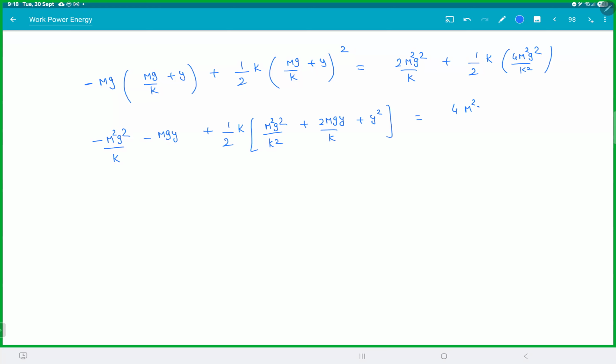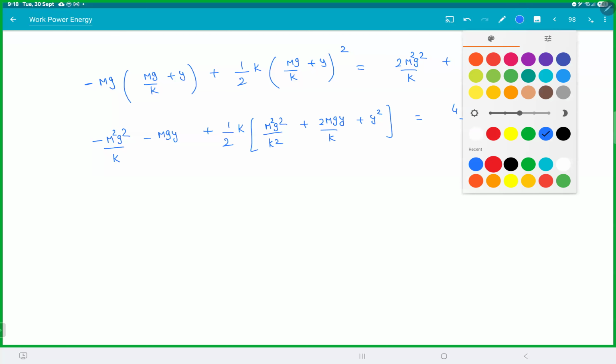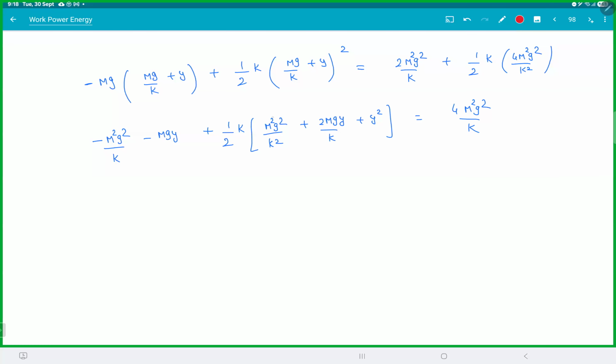This would be 4m square g square by k. Sir, can I suggest some calculation? Nah, don't suggest. Let me do what I want. I'm happy with my calculations.